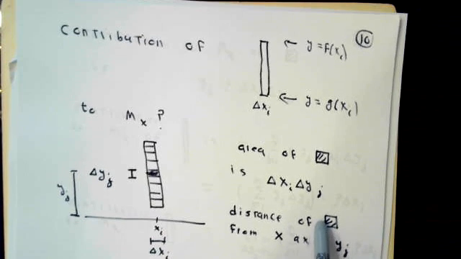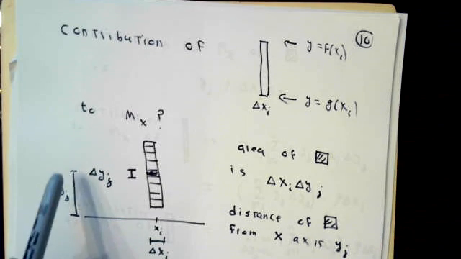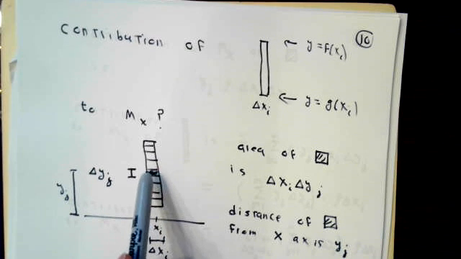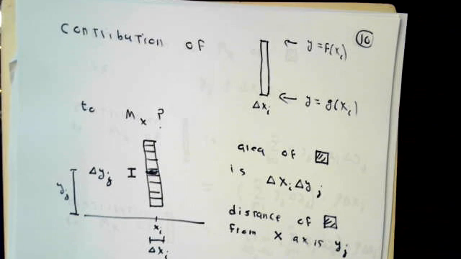The distance of this rectangle from the x-axis is its y-coordinate. And since I'm looking at sub-rectangle number j, I'll call that y-coordinate y number j. So the contribution to the moment about the x-axis, just due to this little rectangle here, is going to be the mass density times the area of that little rectangle times how far out from the x-axis it is, which is given by the y-coordinate yj.